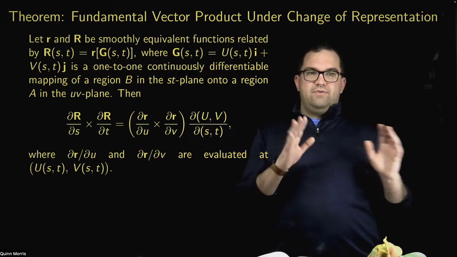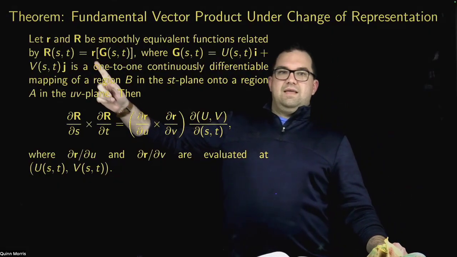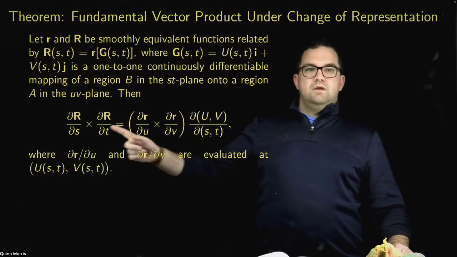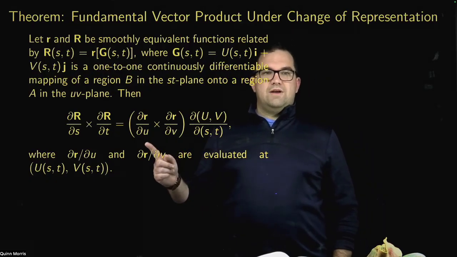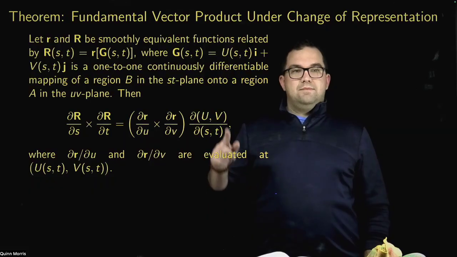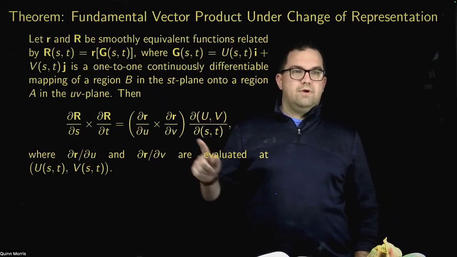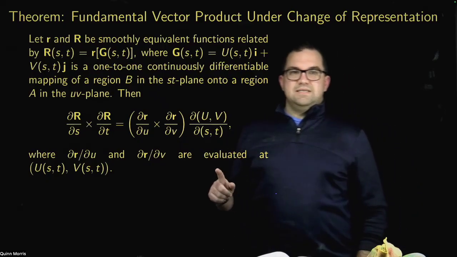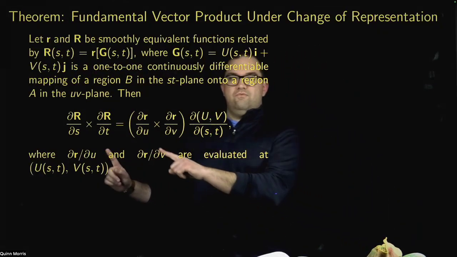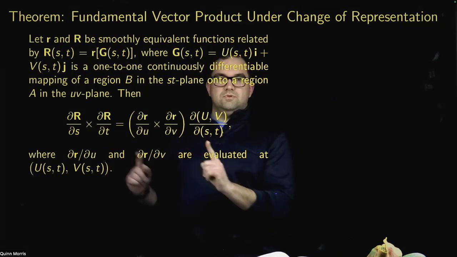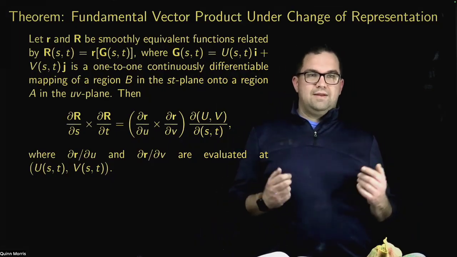And then our claim is, if little r and big R are mappings from one region to another, such that they are equivalent to each other under that mapping g, then the fundamental vector product of R with respect to S and T ought to be equal to the fundamental vector product of little r with respect to U and V times this quantity d(u,v)/d(s,t), which you'll remember is just a scalar function, right? So if little r and big R are smoothly equivalent functions, then their fundamental vector products are just scalar multiples of one another, where this scalar is determined by the Jacobian of this 2x2 matrix.